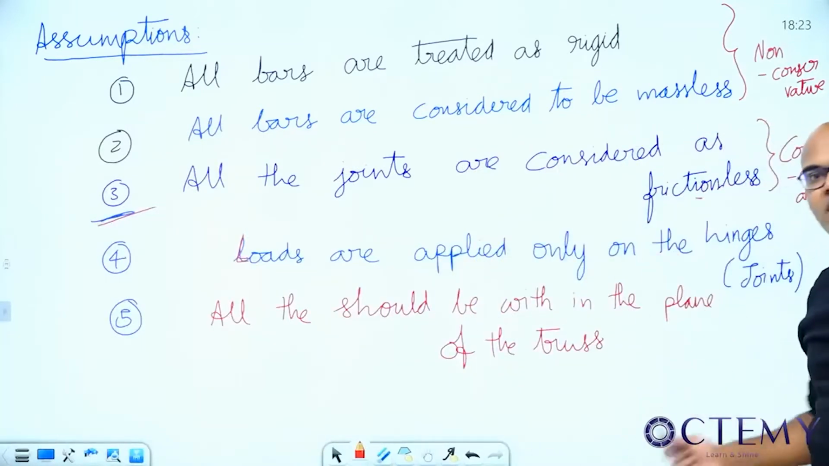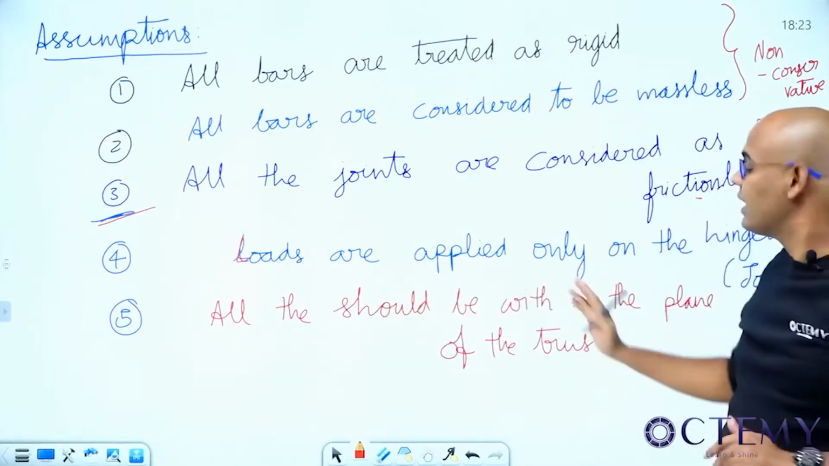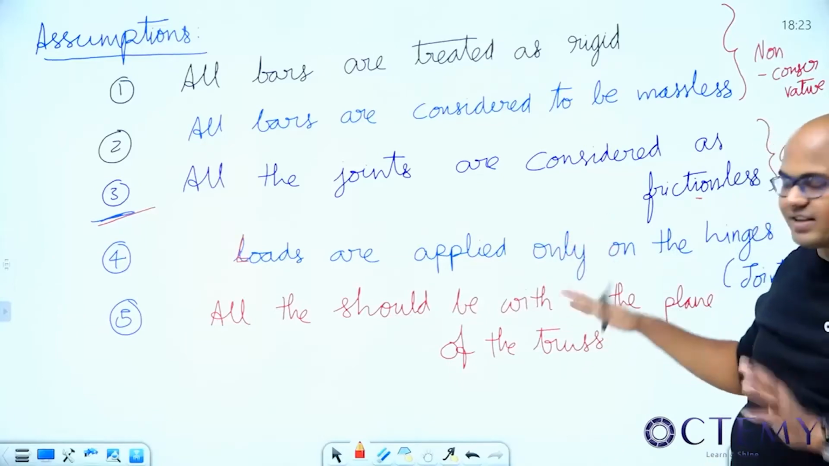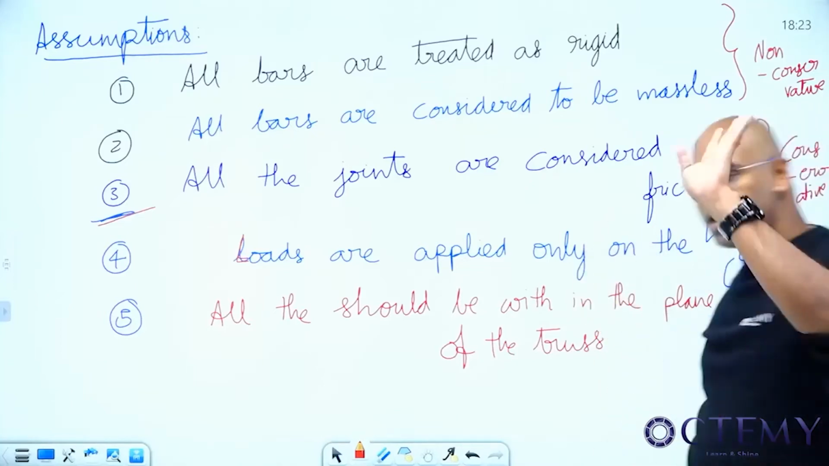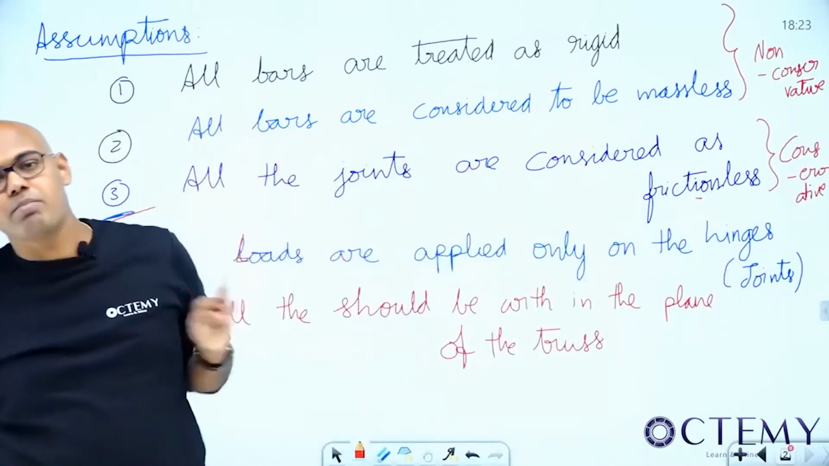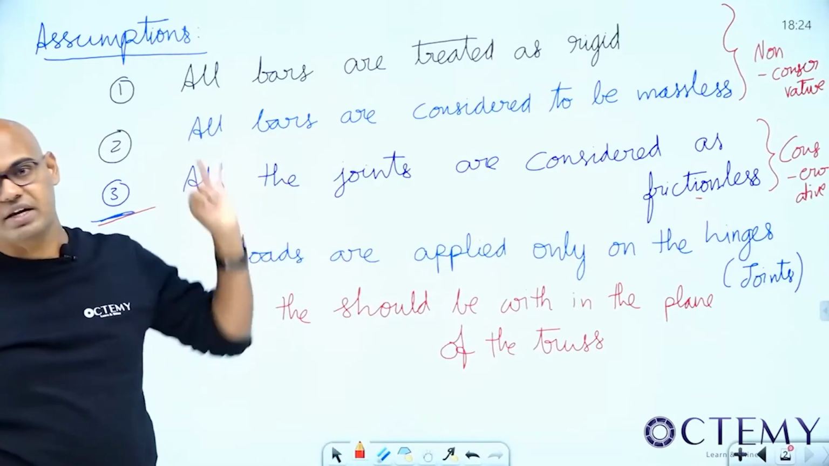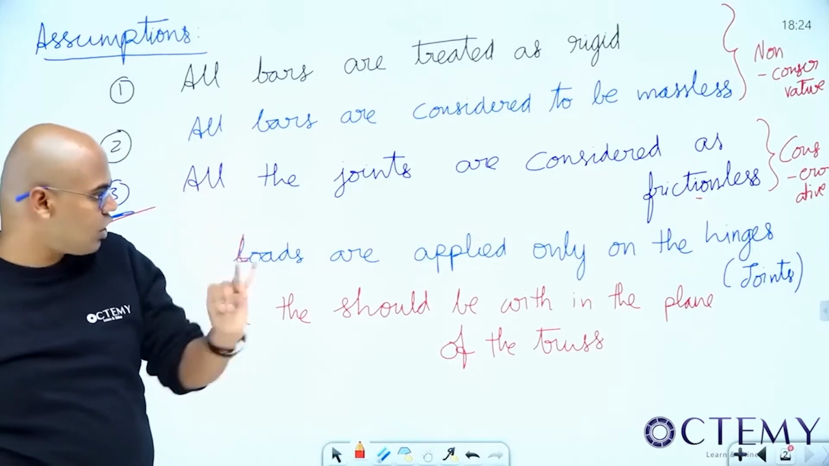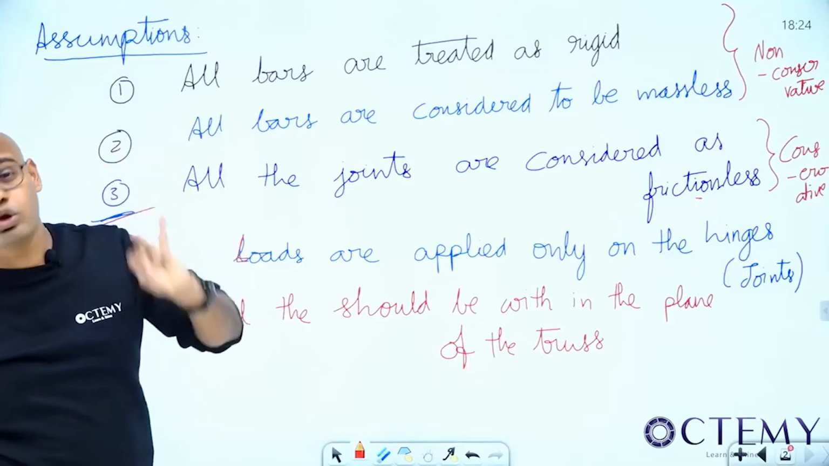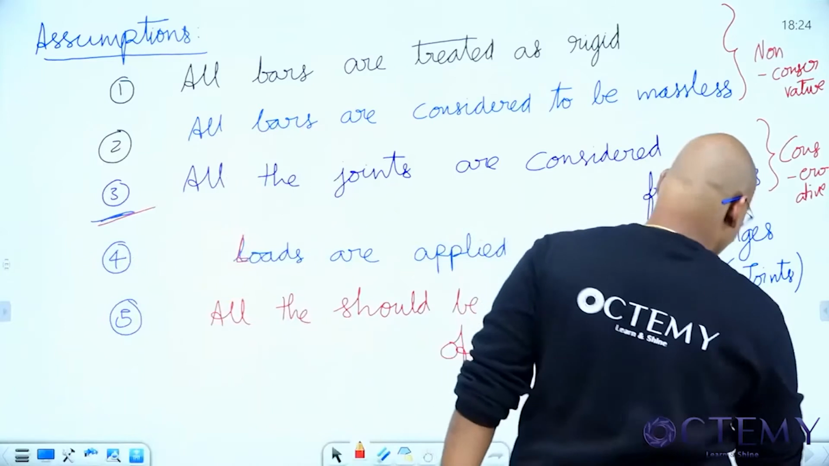Okay, so under these five assumptions, I'm now going to solve the problem. These are the conditions which I'm keeping. There are cases where you can violate them, but at our level we don't have them. So all bars are treated as rigid and massless, all hinge joints are considered to be frictionless, and the load should be only acting on the hinges or joints, and within the plane of the truss. If all these five are satisfied, then I will do the analysis.